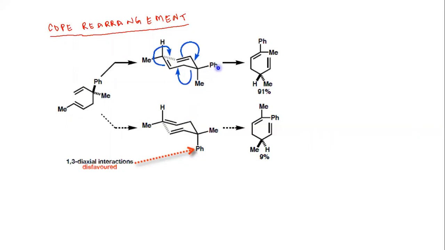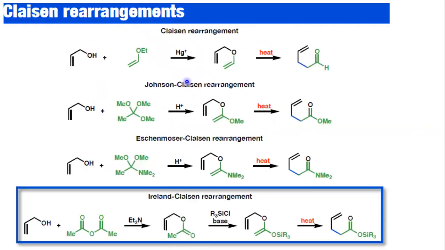In this case, the phenyl is bulkier than the methyl, so it will preferably be in the equatorial position. So in this case, this is not the preferred intermediate because the bulky group is in the axial position. So this is disfavored over this. So the product we will get is this. So this is the example of doing the 3,3 sigmatropic rearrangement reaction.